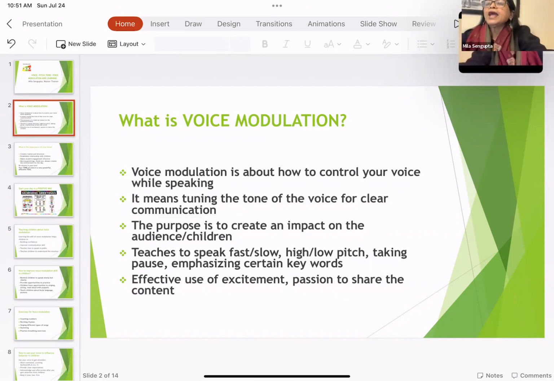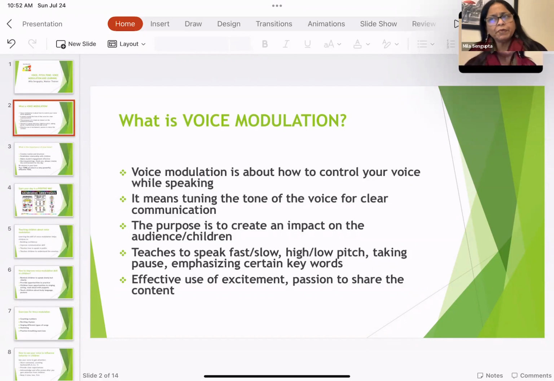As we all know, voice is one of the main tools for communicating with others. So voice modulation helps us immensely to communicate with people. The purpose of voice modulation is to create an impact on the audience. In this case, for you as teachers, who are your audiences? Your audiences are the young children. So the modulation of your voice, your tone, your pitch helps to get the message across and make your teaching more effective and meaningful.